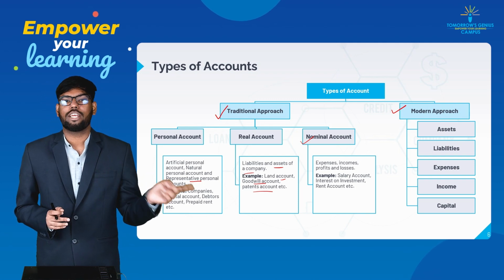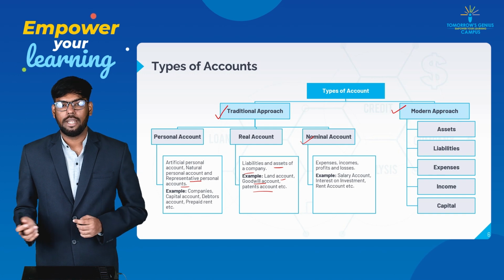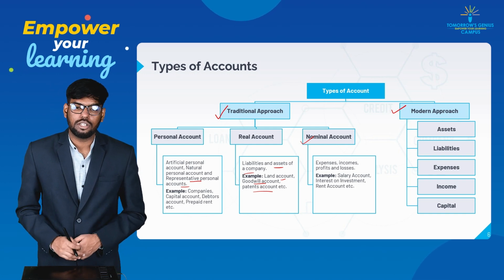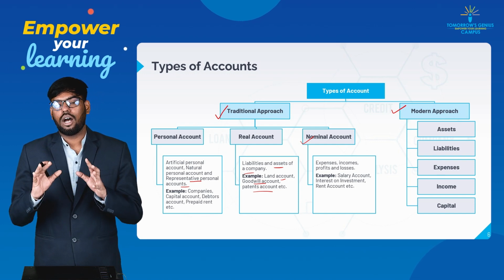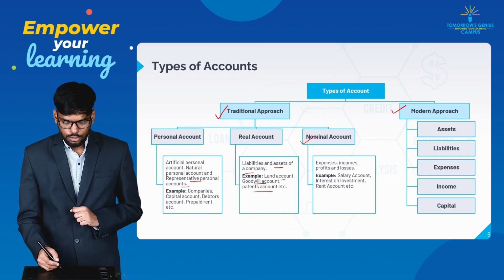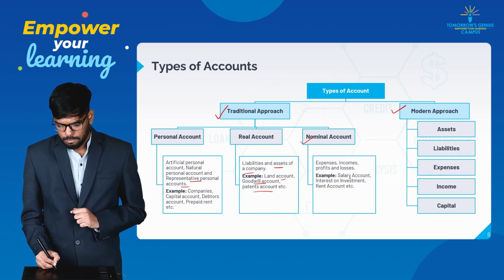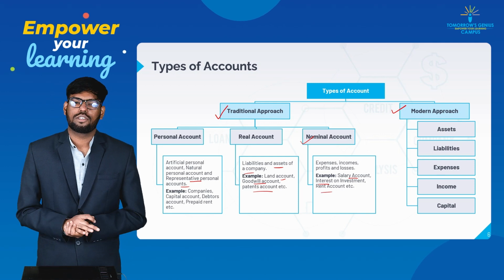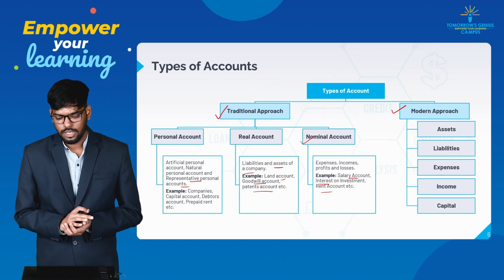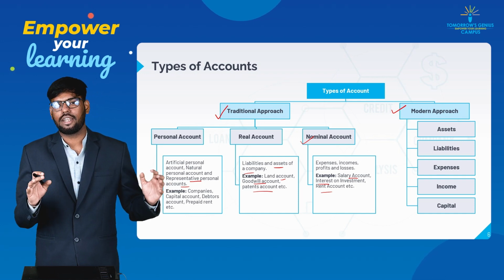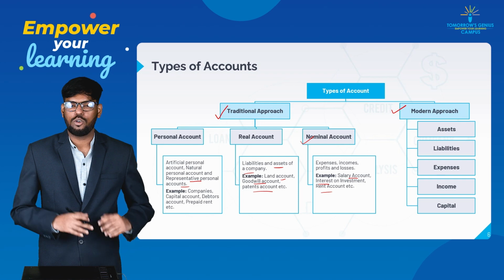If you are doing a business, you are purchasing goods, you are selling goods. So purchases become your expenses, sales become your income. Payment of rent, payment of electricity bill, receipt of commission, receipt of interest, all are your income and expenses and fall under the category of nominal account. For example, salary account, interest account and rent account fall under the category of nominal account. So this is the traditional approach, which is segregated into three: personal account, real account, and nominal account.